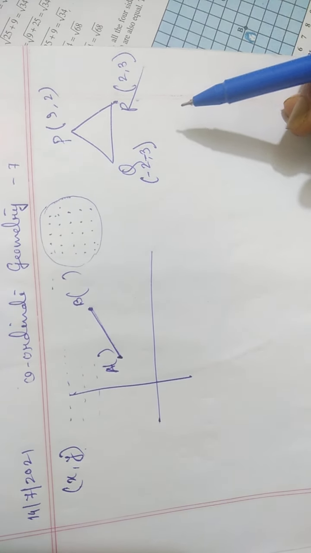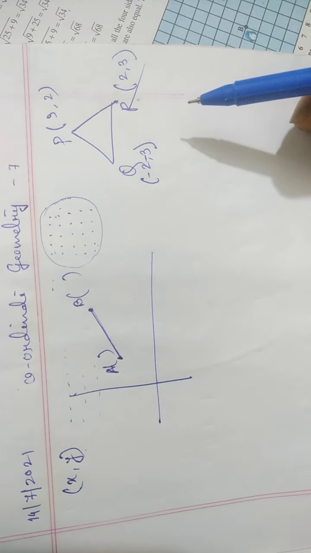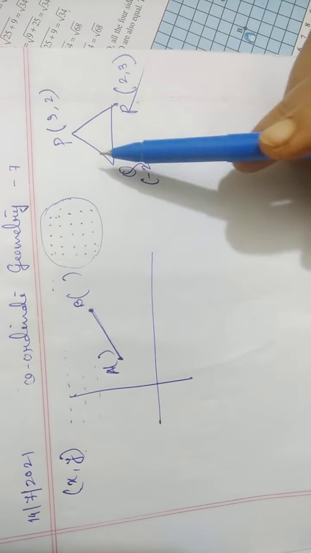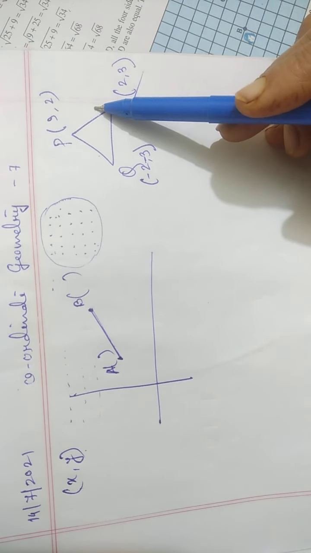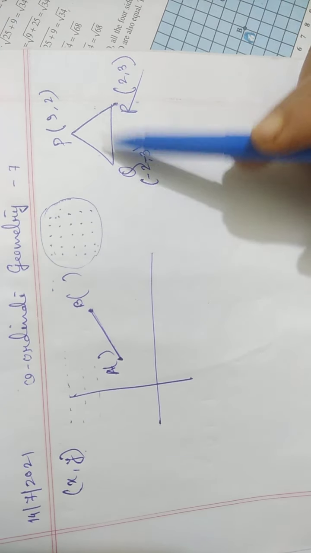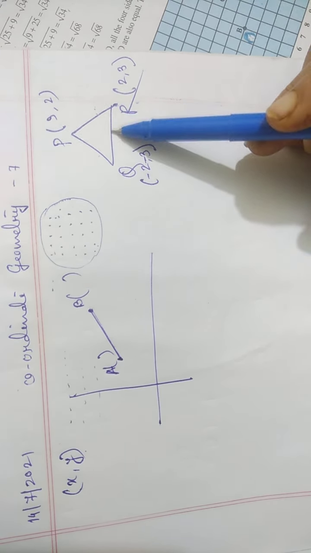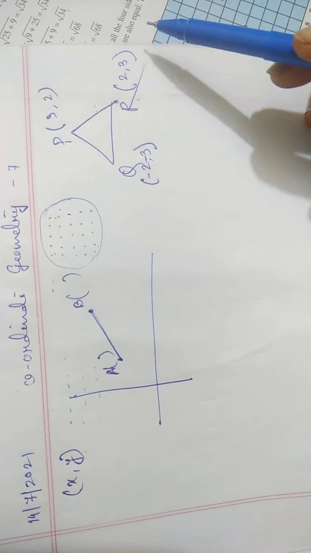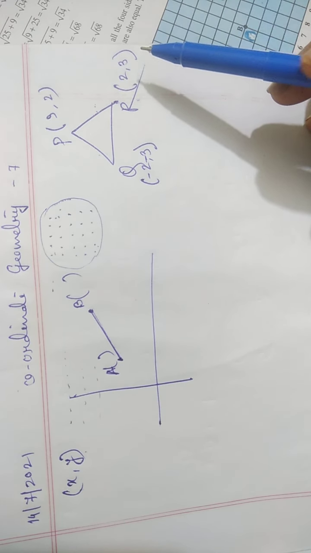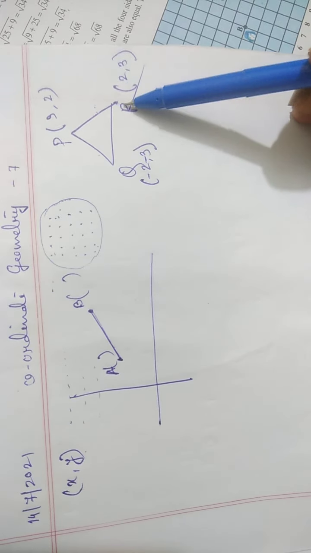So you have to check which type of triangle this is. If the measurements of the 3 sides are different, then it is a scalene triangle. If 2 sides are equal, then it is an isosceles triangle. If 3 sides are equal, then it is an equilateral triangle. For that, you have to find the distance of the 3 sides.